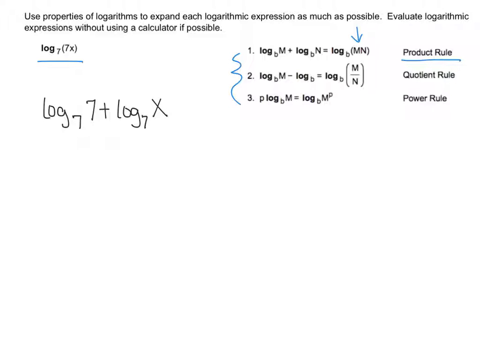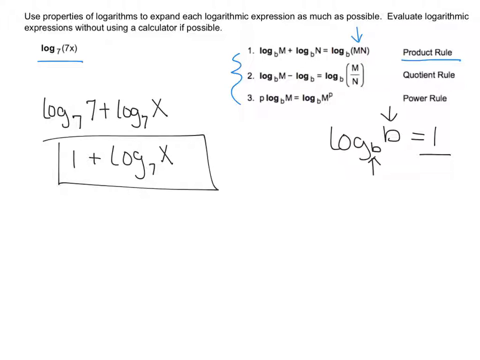Now I'm going to evaluate each logarithm if possible. Log base 7 of 7 is the same as 1. That's because we have a property that tells us that log base b of b equals 1. So if the base and the number that we're taking the log of are the same, then our answer is 1. So log base 7 of 7 is 1, and then log base 7 of x stays as is because I can't evaluate that any further. Therefore, my answer is 1 plus log base 7 of x.